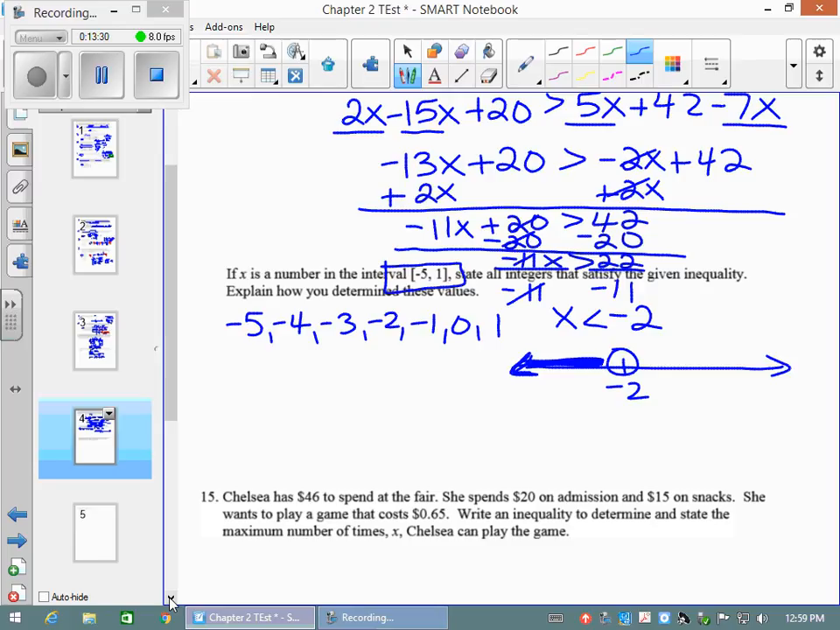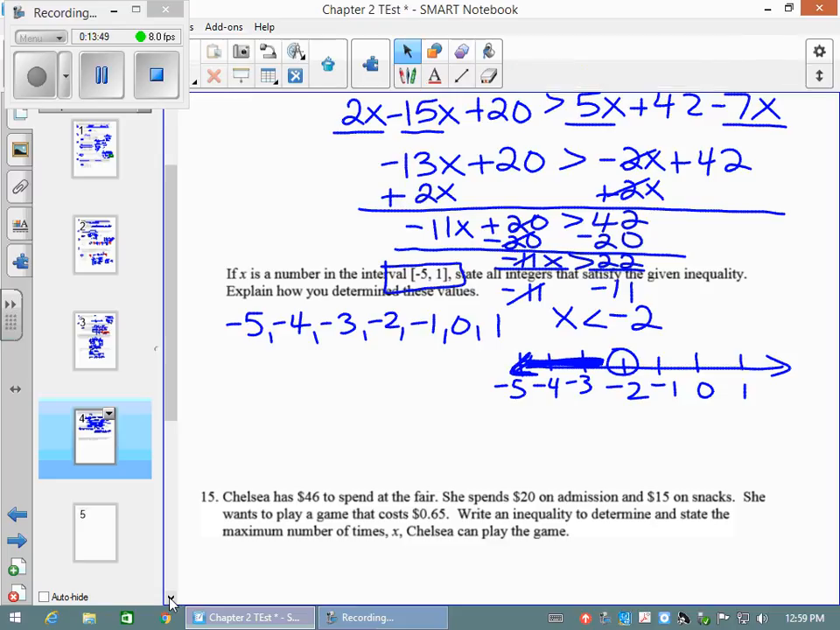So I want to think about these 7 numbers on my number line and where they would fall. So negative 2 I have on here, negative 3 would be here, negative 4, negative 5. This would be negative 1, 0, and 1. So by looking at it on this number line, you can see that the only numbers from that interval that satisfy the inequality would be negative 5, negative 4, and negative 3. So I need to start out by at least indicating that. So maybe crossing these out and showing that those are the only 3 numbers that satisfy the inequality.